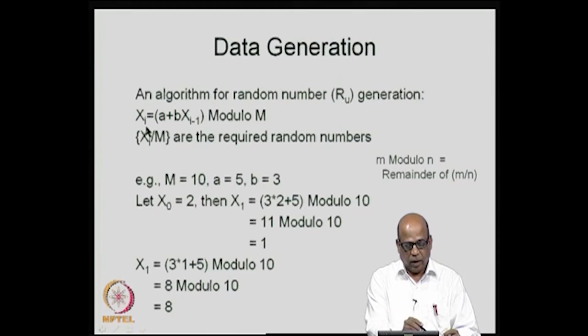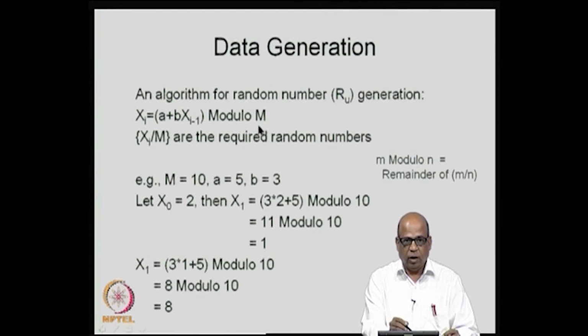Look at this algorithm: xi is equal to a plus b xi minus 1, modulo m. Now, modulo: if we have m modulo n, we take the remainder of m divided by n. For example, 5 modulo 2, we divide 5 by 2 using integer division. The remainder is 1, because 2 into 2 is 4. So, 5 modulo 2 is equal to 1. So, we take the remainder of the integer division of m by n. So, xi is equal to a plus b xi minus 1 modulo m, a very simple algorithm.